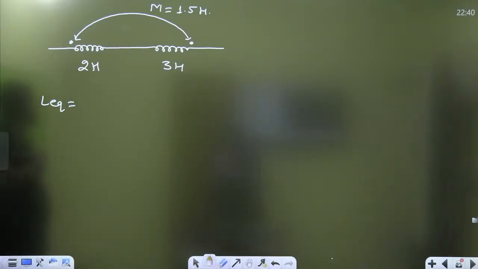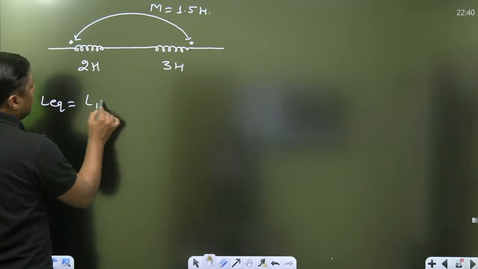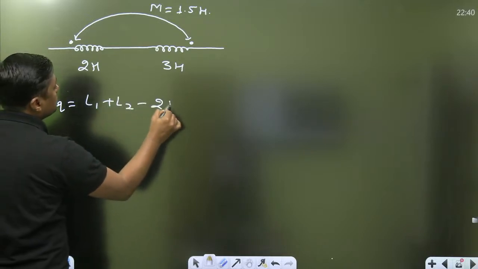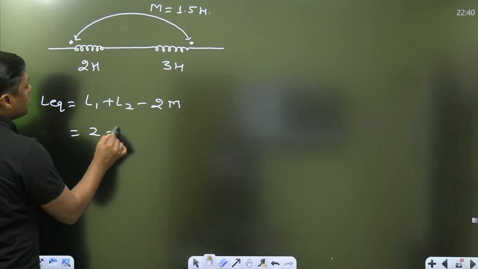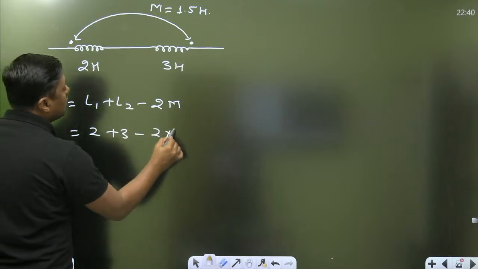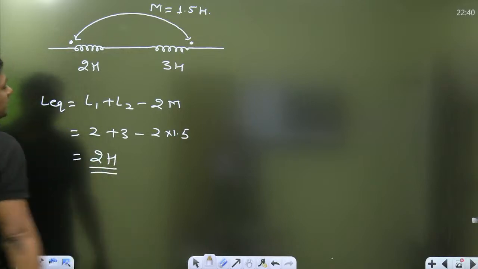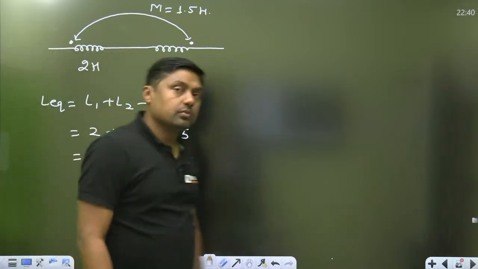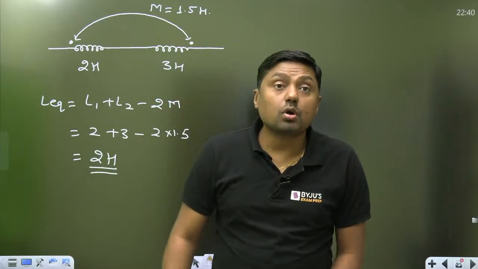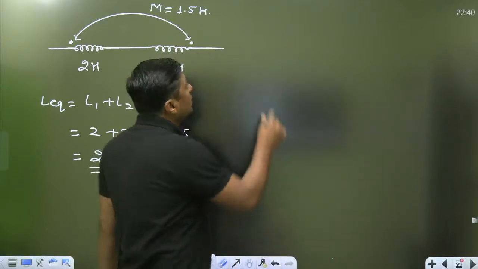So Kumar SKM is giving L equivalent is equal to 2 Henry. Yes, this is a series opposing. What is the L equivalent? L1 plus L2 minus 2M. 2 plus 3 minus 2 into 1.5, that is the 2 Henry. That is the answer for this question. This is called series opposing connection.